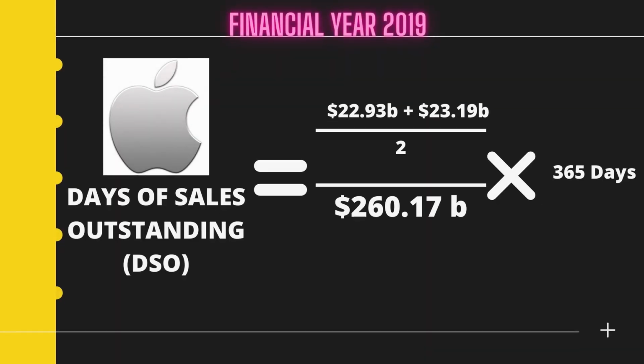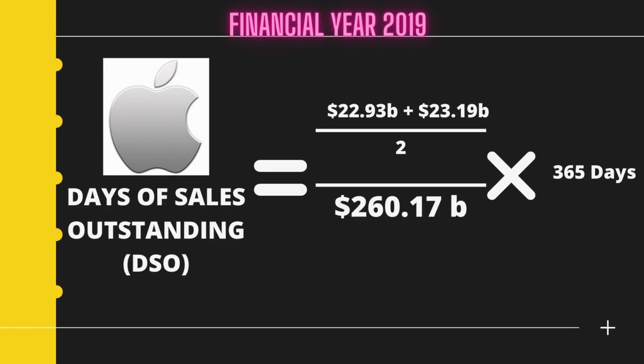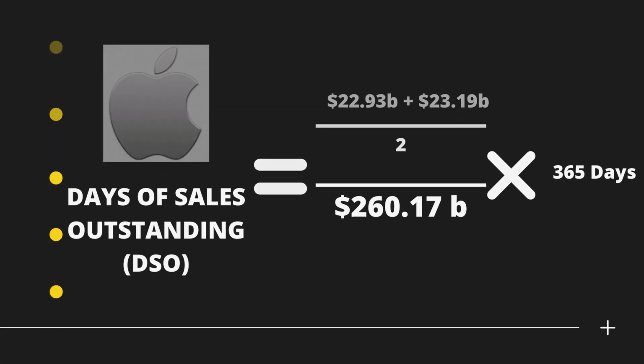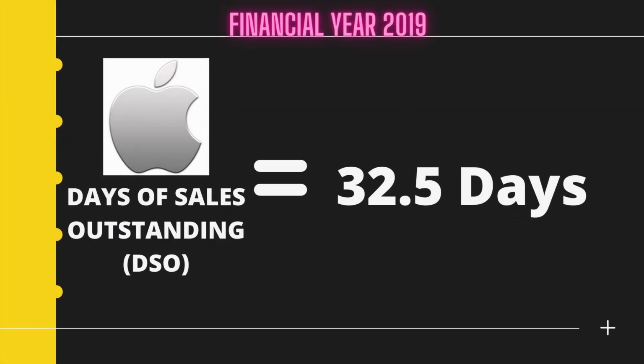So if we look at Apple again as an example, its days of sales outstanding is the average outstanding account receivable divided by the revenue times the number of days within that financial period, which is 365 days. And you'll get a DSO of 32 days. This means that the company is able to collect back its money 32 days after invoicing the customer.